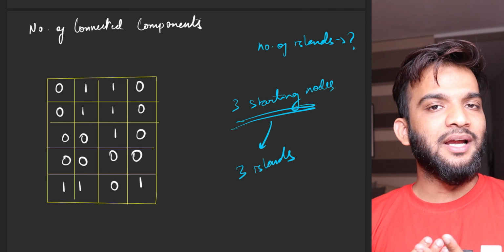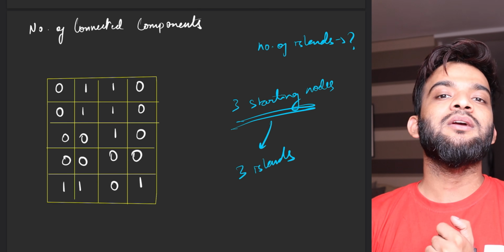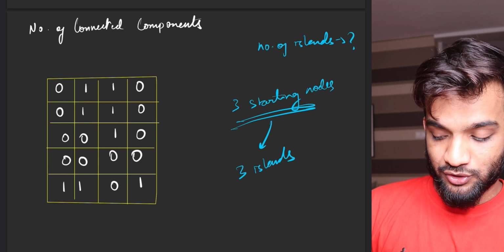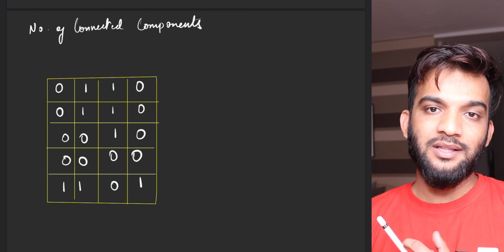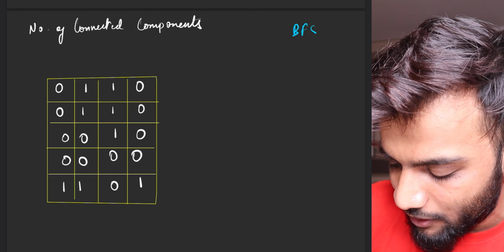So we have understood the intuition, but how do we apply a traversal technique that we have learned in the previous videos? We know a couple of traversal techniques. One is the BFS, while the other one is the DFS. So probably we can just try the BFS traversal technique.